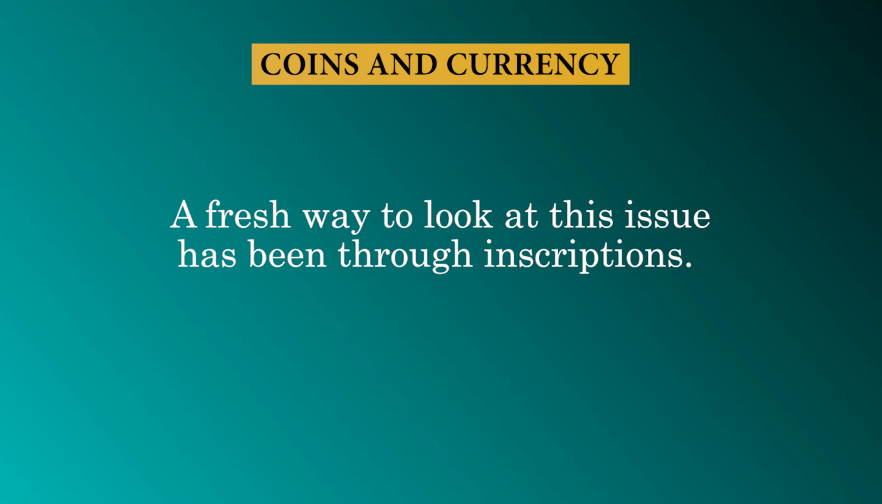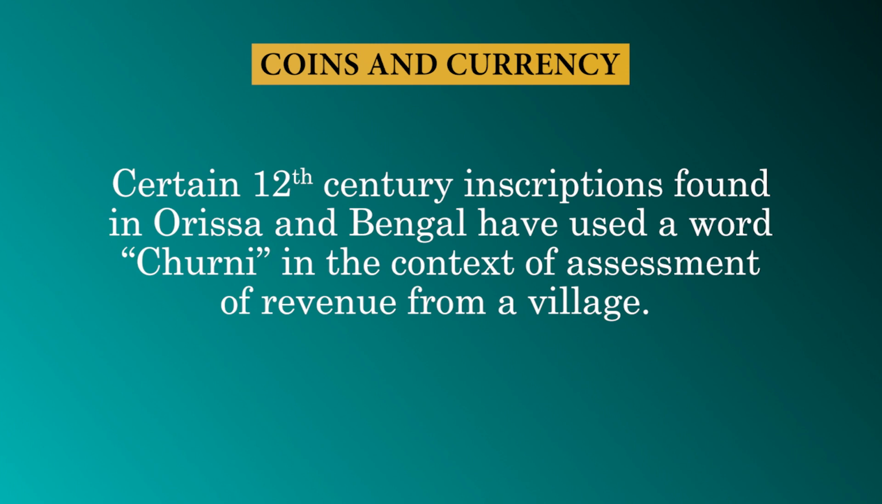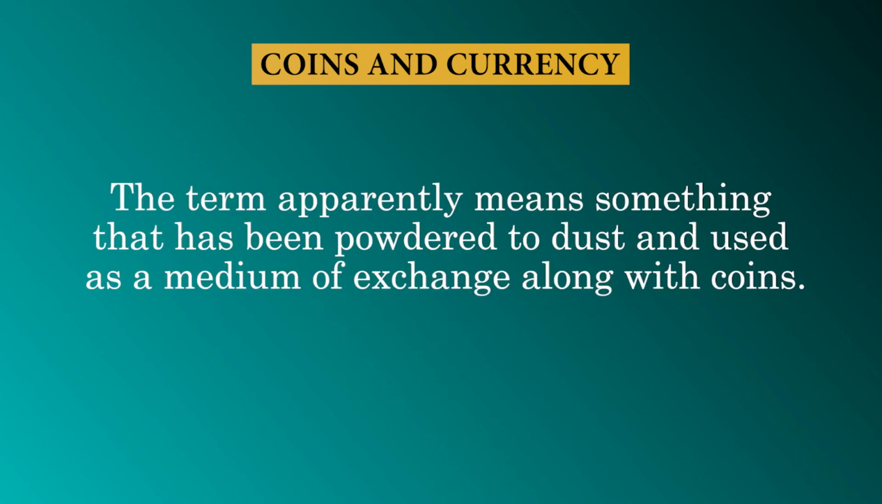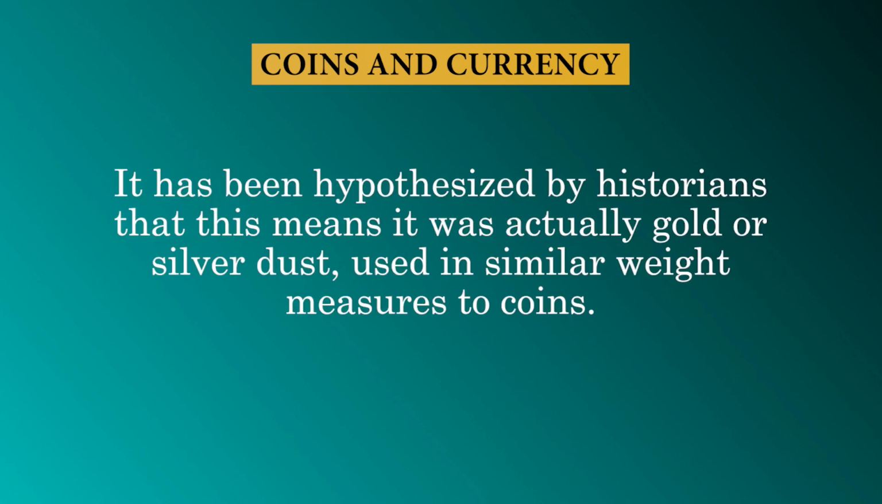A fresh way to look at this issue has been through inscriptions. Certain 12th century inscriptions found in Odisha and Bengal have used the word churni in the context of assessment of revenue from a village. The term apparently means something that has been powdered to dust and used as a medium of exchange along with coins. It has been hypothesized by historians that this means it was actually gold or silver dust used in similar weight measures to coins.